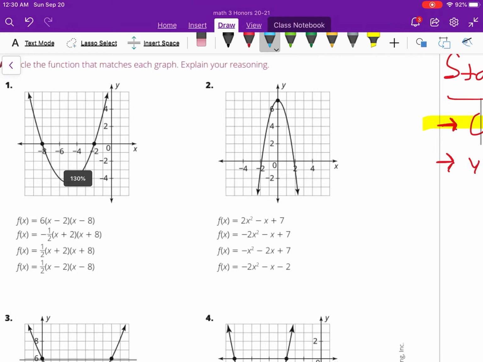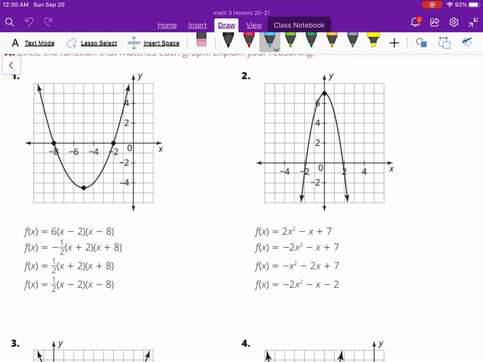Now that we've seen factored form, we can find concavity. If the a value is negative, it's concave down. If the a value is positive, it's concave up. Here we have a concave up graph. If you're still confused about whether the concavity is up or down, I like to think, I see the U, so this would be up. That tells me it's concave up. So I can already eliminate the f of x with the negative a value, and I don't even have to worry about checking its roots.